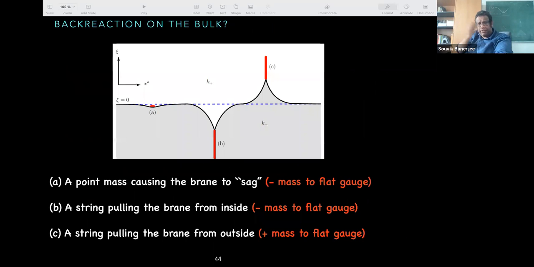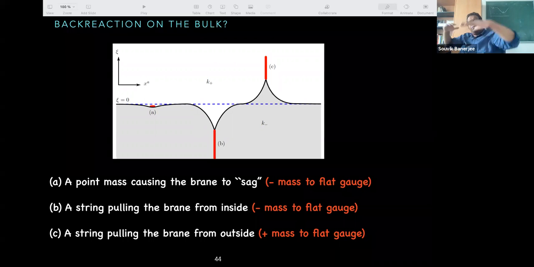So you can have a point mass on the brane. You can have a string pulling down. You can have a string pulling out. In all these situations, you can show that you can find a gauge choice with which you can come back again to a flat boundary. For example, in the first case, you have a point mass which causes the brane to sag, and you can have the negative mass to go to a flat gauge. Similarly, you can also do it for the string pulling upwards or downwards. You can choose a gauge, and this gauge choice lets you work in a flat boundary.